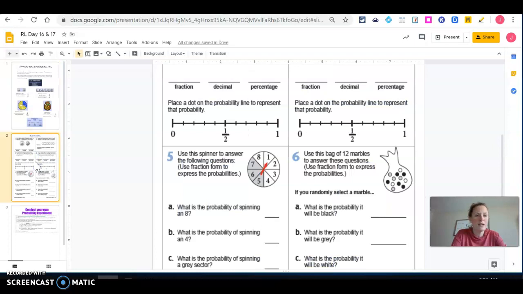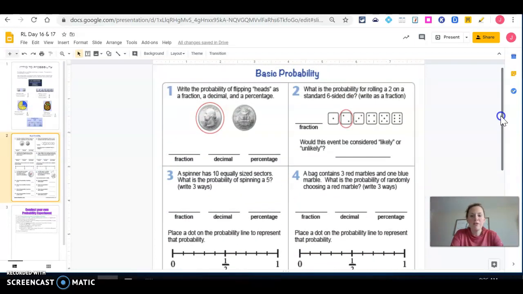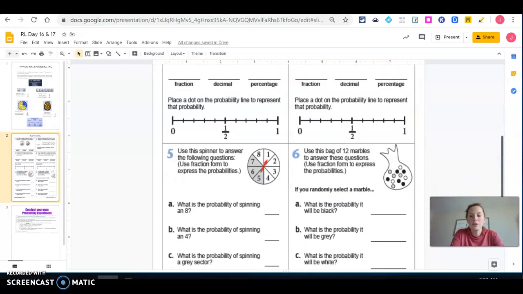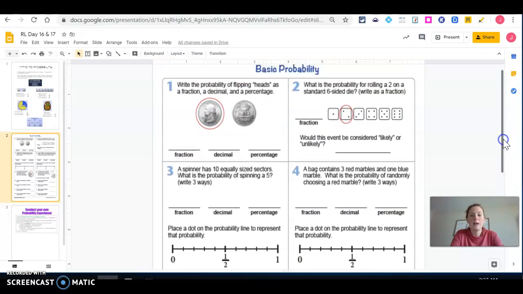All right, let's try some together. So we're going to do 1, 3, and 5 together. You're going to do 2, 4, and 6 on your own, and then we're going to talk about a kind of trial I want you to conduct. So this says, what is the probability of flipping heads as a fraction, decimal, or percent?